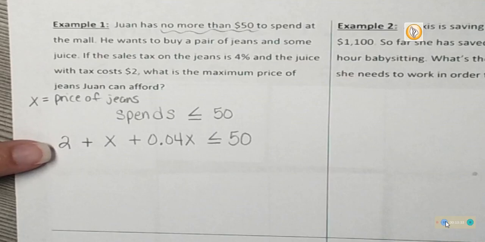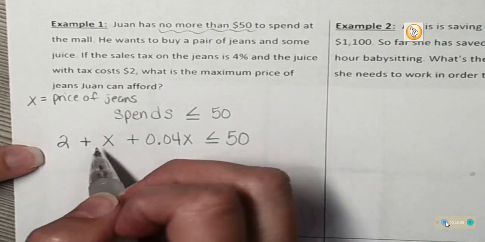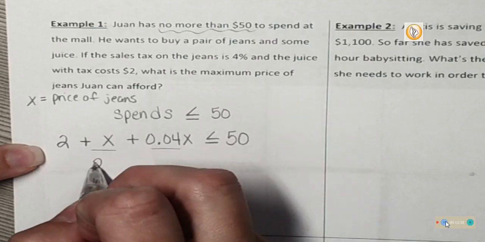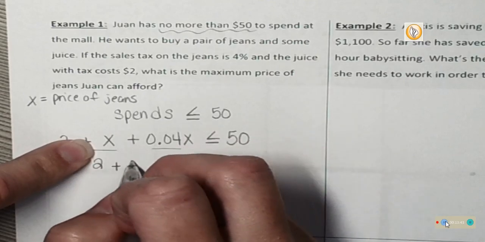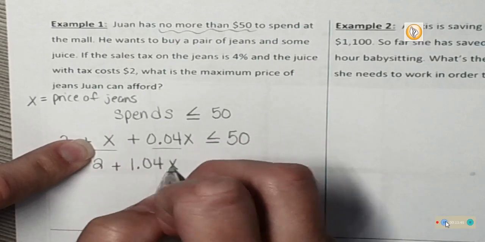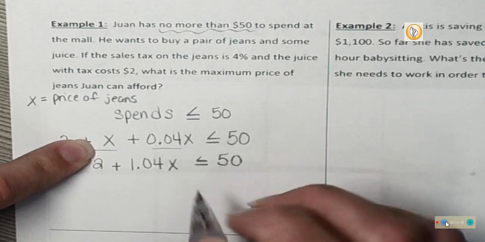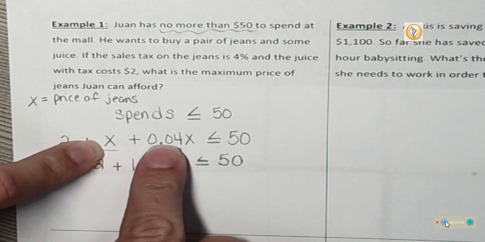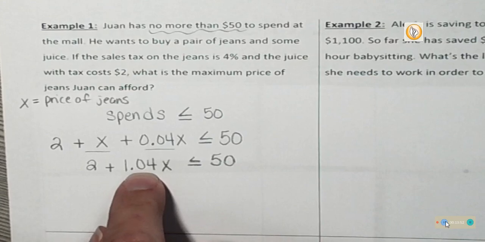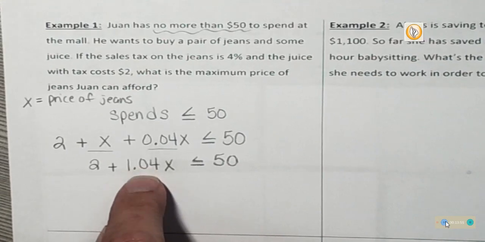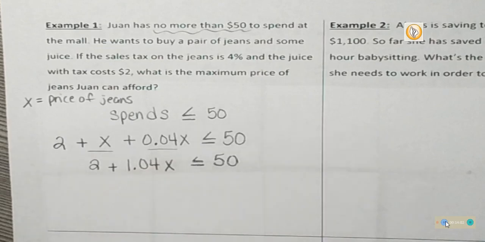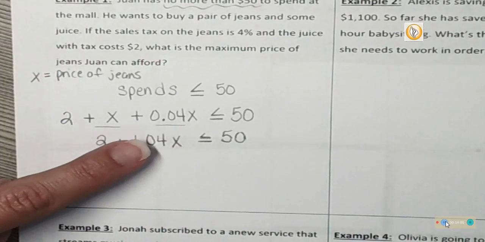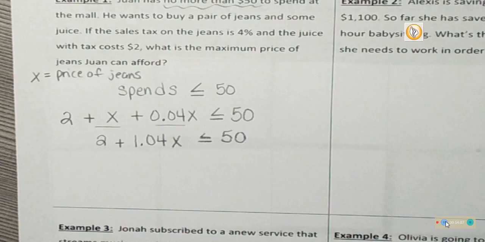Now, I need to simplify this a little bit. These are like terms. So you have $2 for juice plus 1x and 0.04. That means 1.04x. It's got to stay less than or equal to 50. This is the jeans and how much you pay for taxes together. Now, that is like having 104% of the cost of the jeans. You pay for the jeans, you pay a little extra. Now, help me solve for X, which is the price he could spend on his jeans.